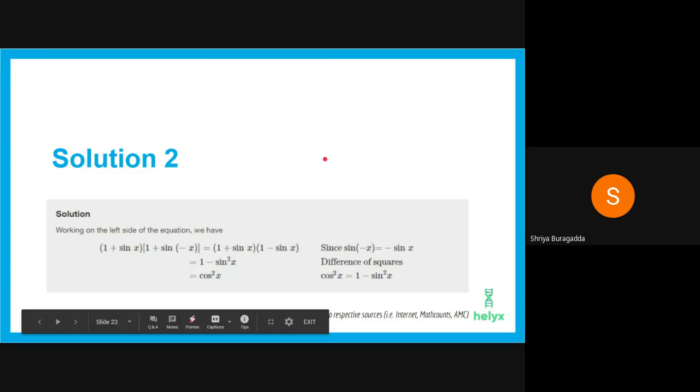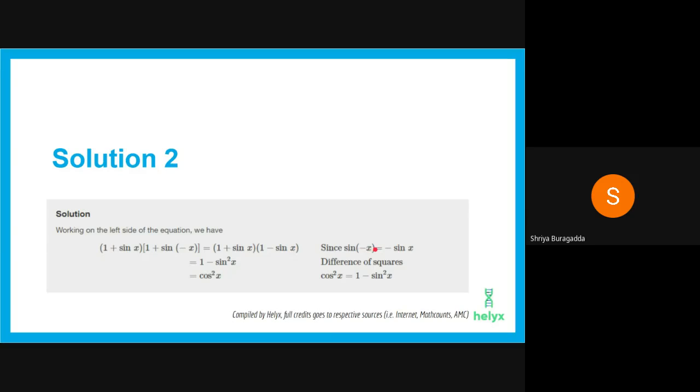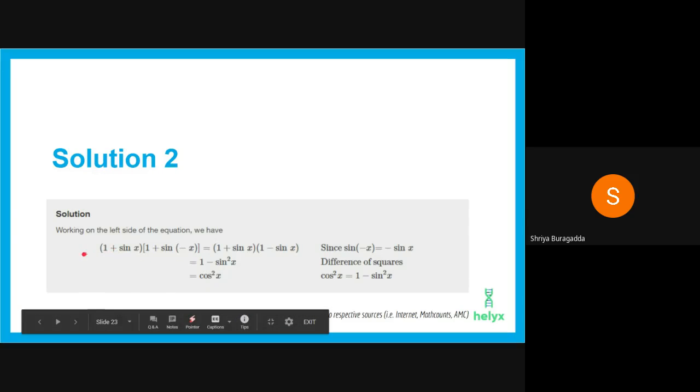Okay, so sine has a property that the sine of negative x equals negative sine x. That's essentially how they got from this step to this step. So since sine of negative x is negative sine x, they just wrote that out.